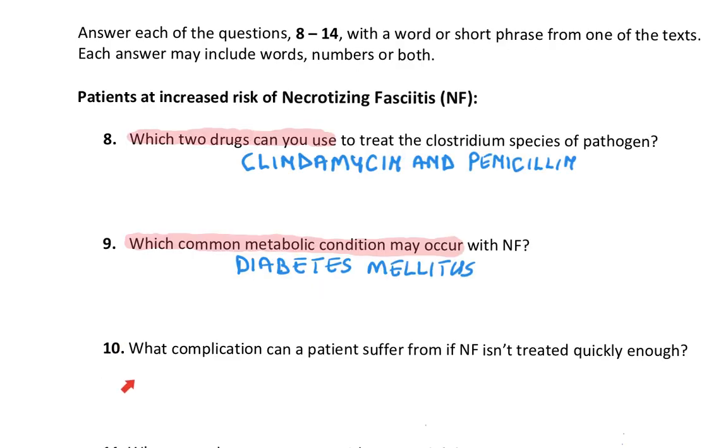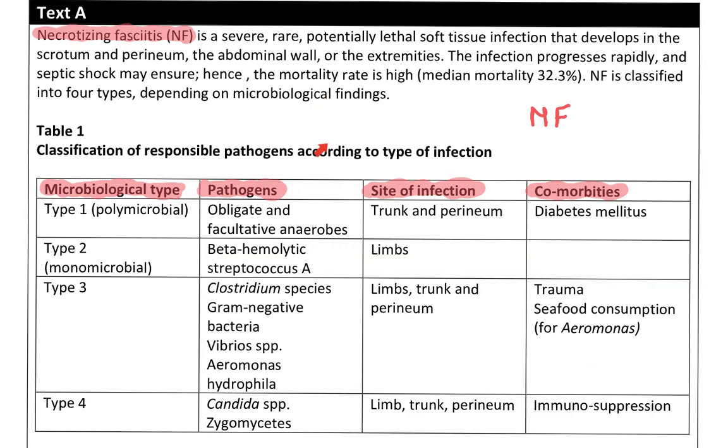Question number 10. What complication can a patient suffer from if NF isn't treated quickly enough? So we are looking for complication, okay? A complication. And we are still in the text NF because it is in the question. We continue to remain in NF because NF is in the question. We are looking for a complication. So we can read, okay?